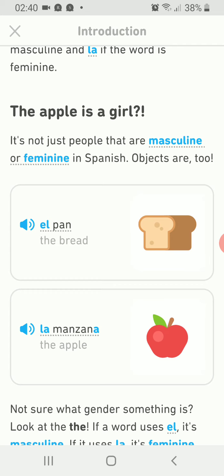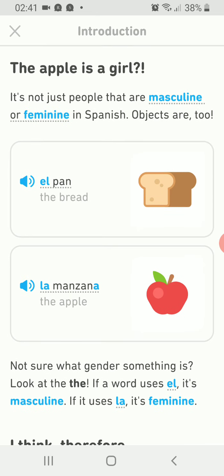So the first example we have, however, is pan. El pan, the bread. Pan means bread. It does not have either an O or an A at the end, but we know that it's masculine. El pan. Now, la manzana, la manzana. It's very important to pronounce correctly when you're learning a new language. So, la manzana, the apple.